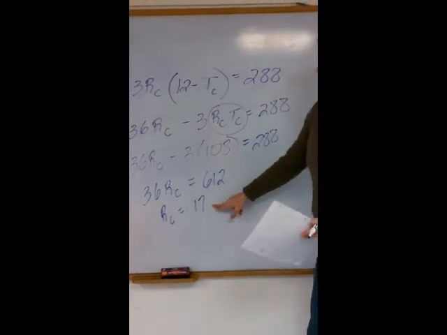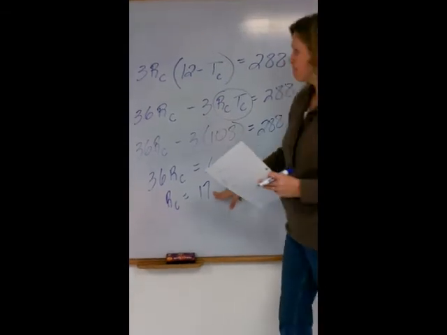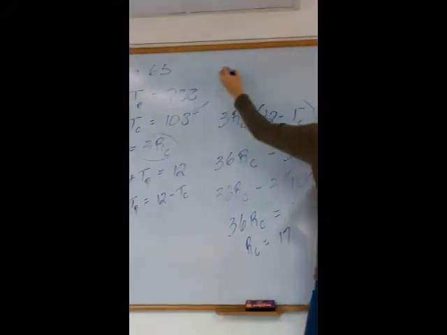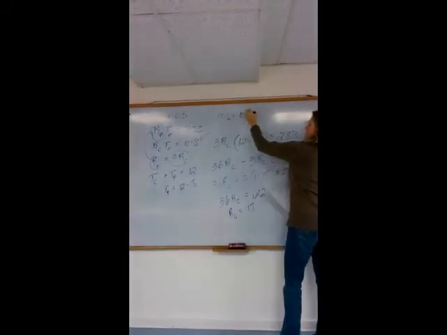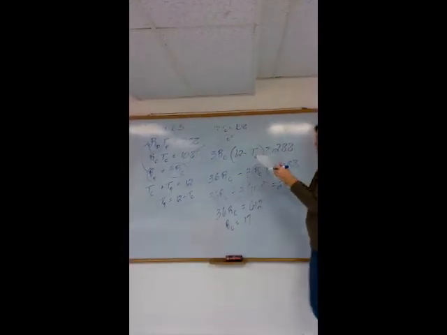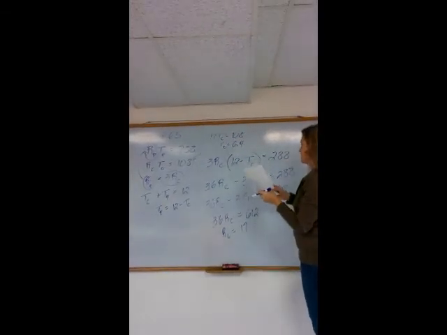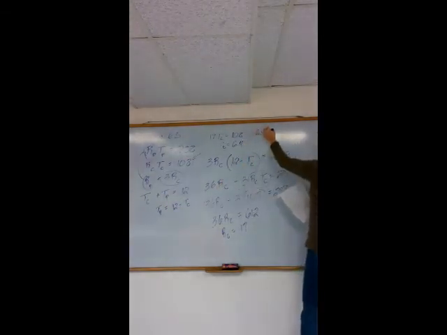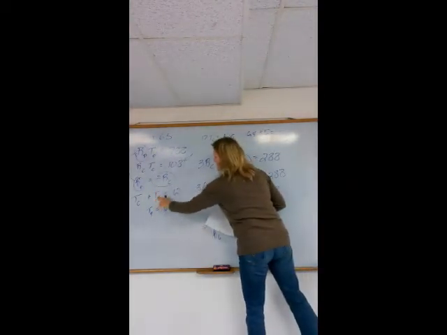Now I'm supposed to find all the letters. So if I have RC is 17, then I could go back up here and substitute that back in here and say 17 TC equals 108. And TC is 6.4. And now I could find a TP, because 6.4 plus TP equals 12.